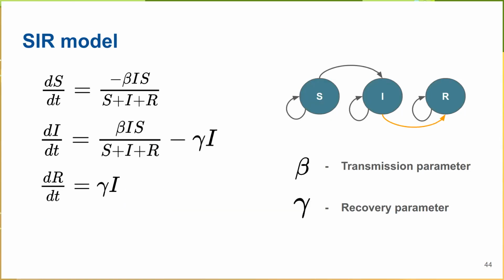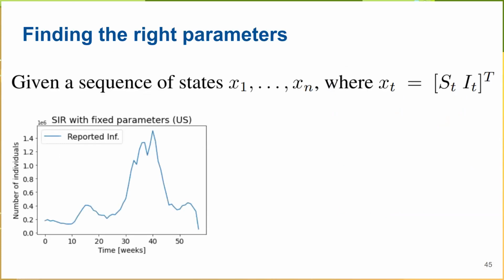Now, how do we work with these SIR models? What we usually do is we are given a sequence of states, x1 to xn, where this x can be the number of susceptible and the number of infected. But by the way, the SIR model assumes that the size of the population is constant. Therefore, if you know the size of the population, and you have the number of susceptible and the number of infected, then the number of removed is simply the population minus S plus I. This is why we only require two states.